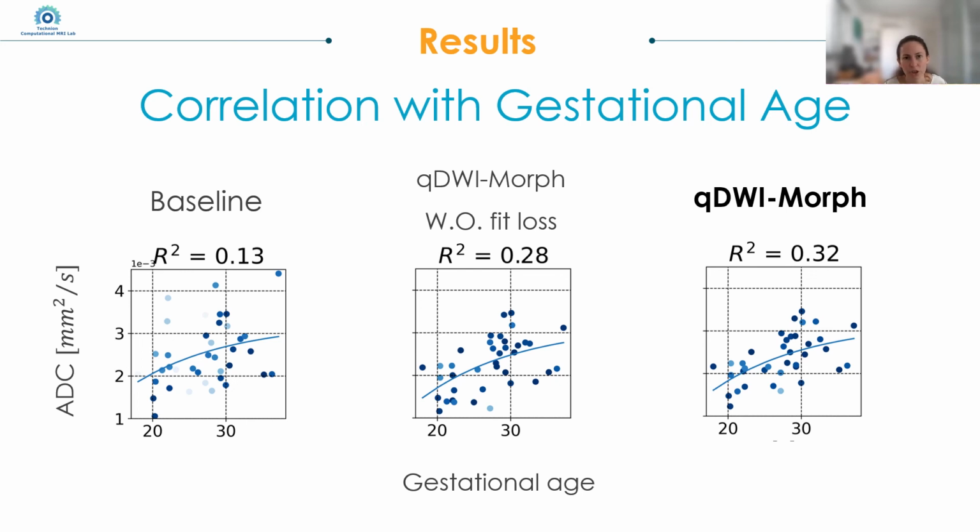This figure shows the ADC parameter plotted against gestational age for all three methods. The data is color-coded by the degree of conformity to the mono-exponential model in terms of R-squared. The darker the dot, the higher the R-squared. The baseline approach without motion compensation achieved R-squared equals 0.13. Our method without the model fit loss achieved R-squared equals 0.28. And our approach achieved the best correlation between the ADC and the gestational age with R-squared equals 0.32.